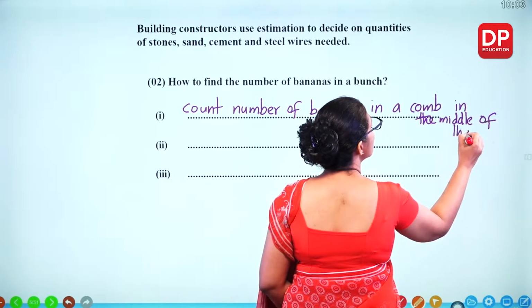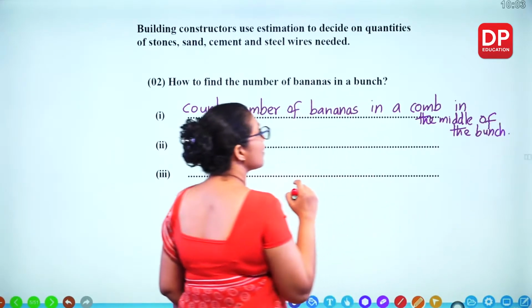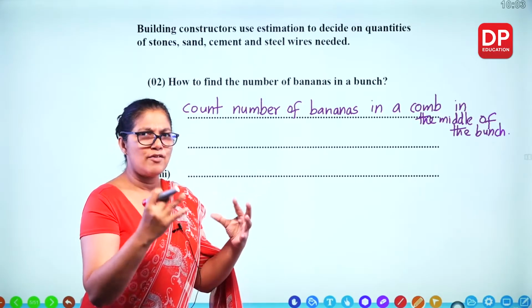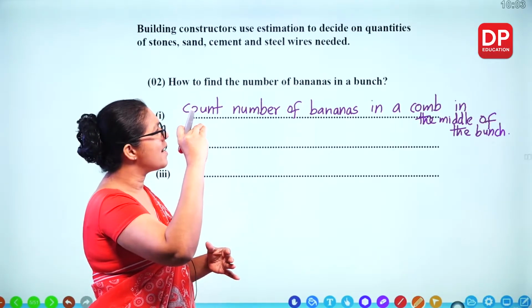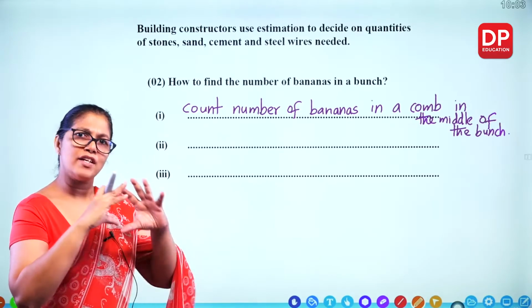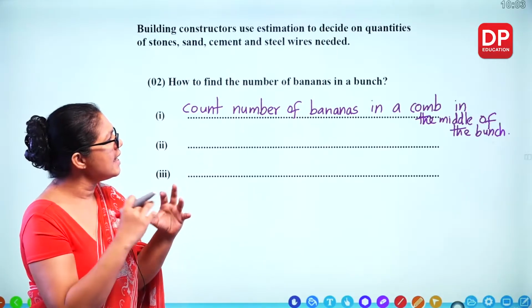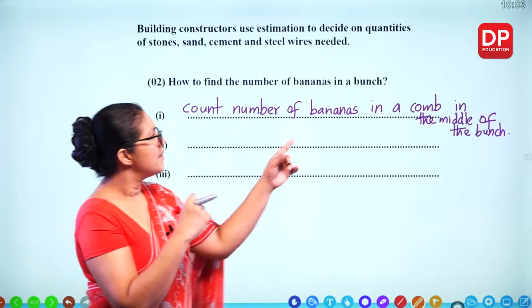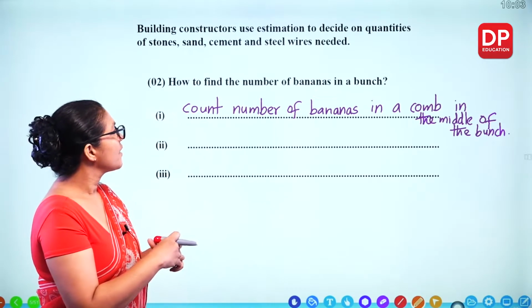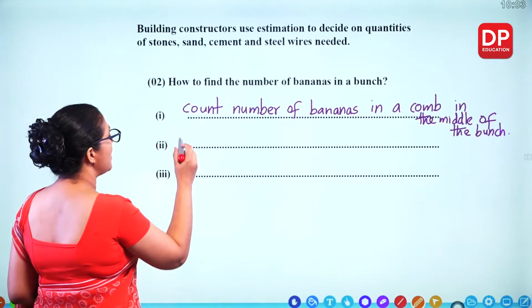Middle of the bunch. Because we take the middle, normally the number of bananas is less in the upper part and the lower part, and you get more in the middle part. So that's why we are taking the middle comb. Then you roughly count how many combs are there.